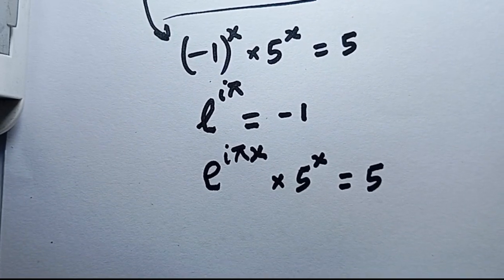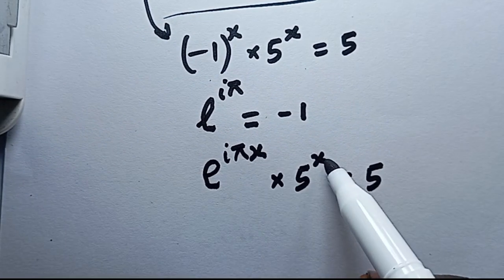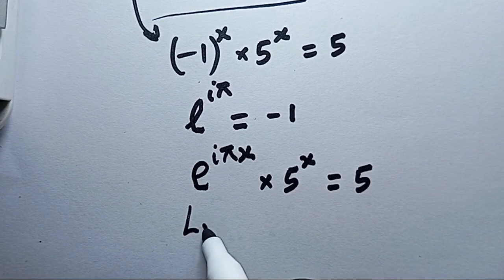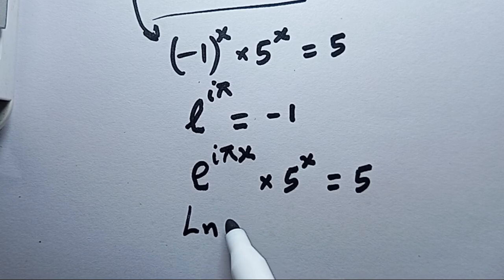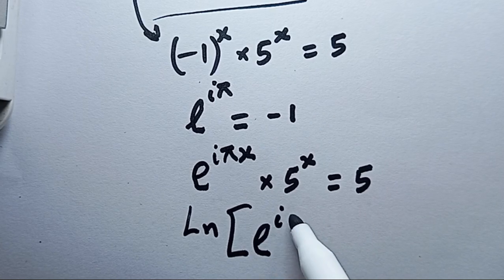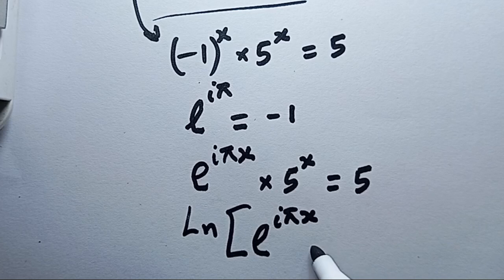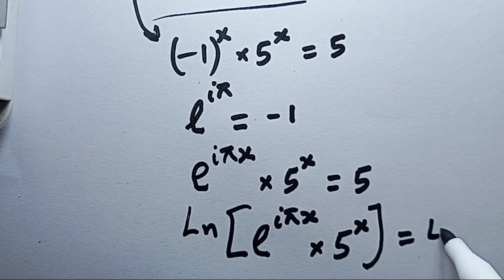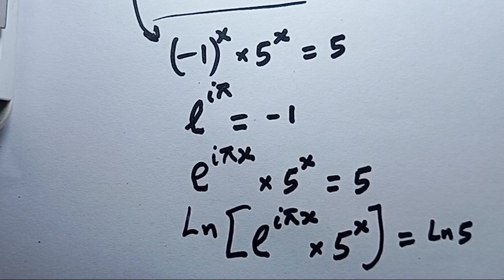So moving on here, the next thing I want to do is actually to bring down this exponent right here. And I can actually do that by taking the natural log of both sides. So I will have natural log of exponential of I pi x multiplied by 5 power x is equal to the natural log of 5.